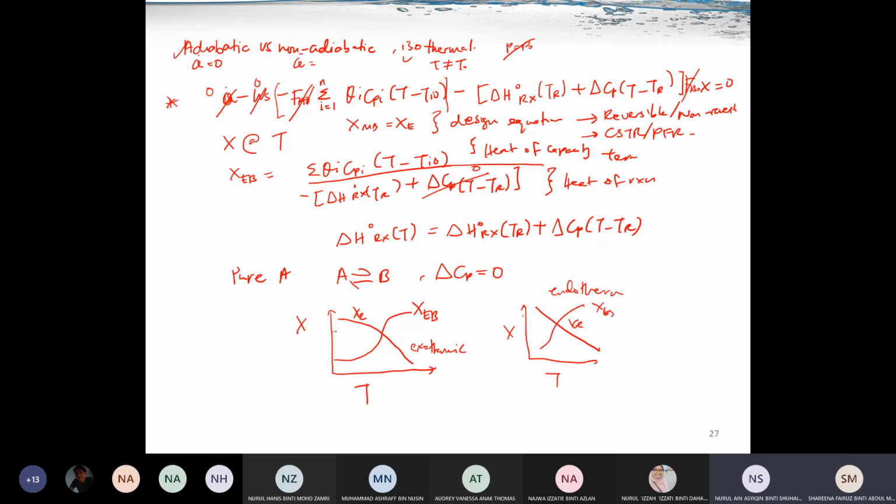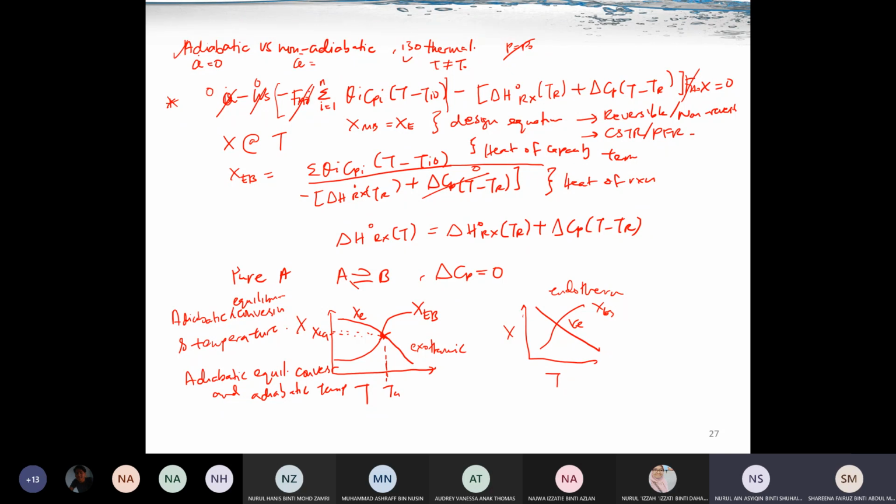The point that intercepts here, we call it the adiabatic equilibrium conversion and adiabatic temperature. I forgot to write the equilibrium conversion and adiabatic temperature, so let me write again. Here is the adiabatic equilibrium conversion, this point here, and this is the adiabatic temperature. You will get it here, T A, and this would be the X E.